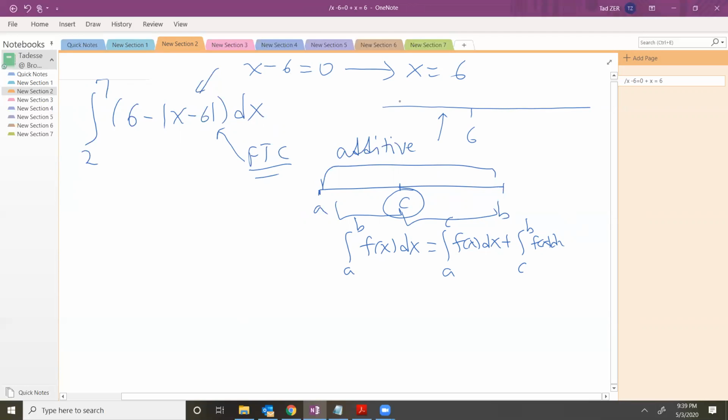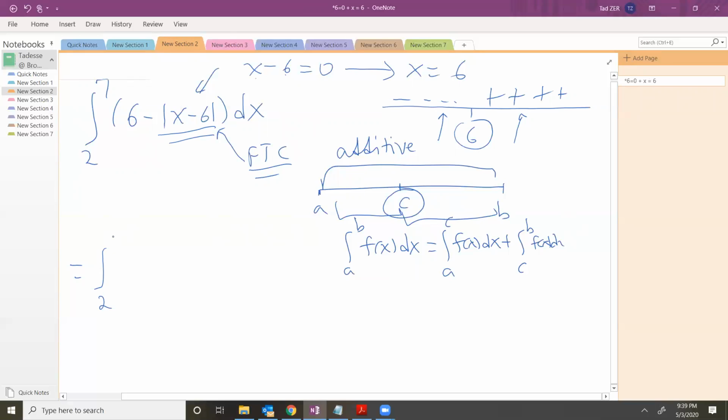5 minus 6 is what? Negative, right? So to the left of 6, it will be negative. To the right of 6, let's say if I pick 7, 7 minus 6 is positive. So what does that mean? This expression changes sign at 6. So I can use the additive property.